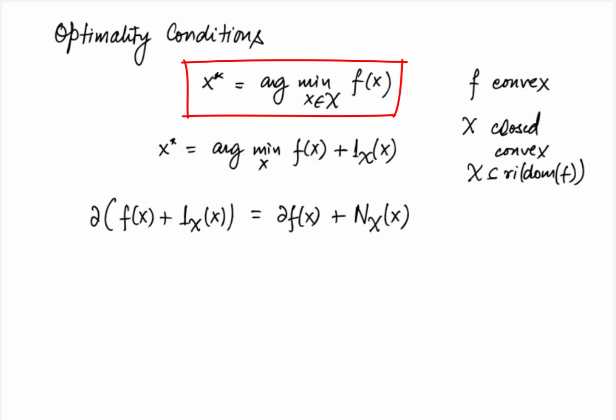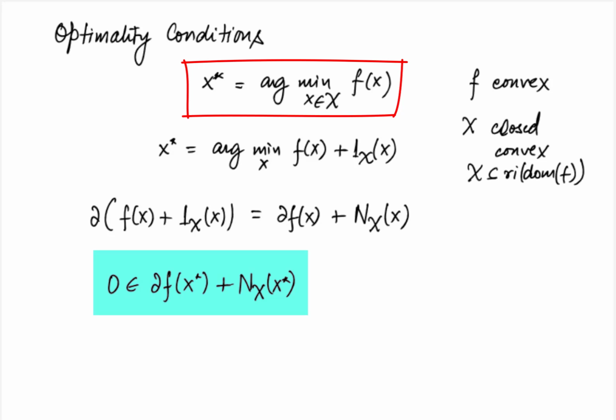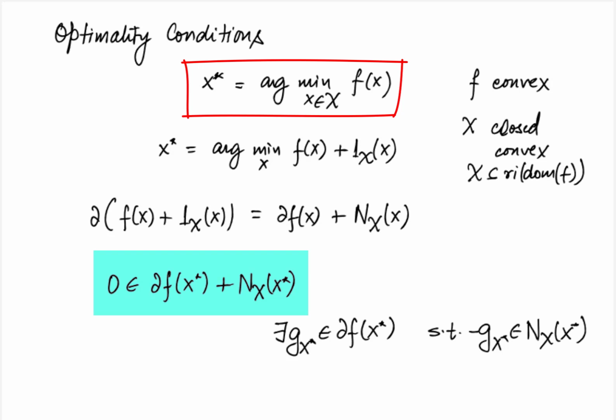So we get the optimality condition that 0 belongs to the subgradient of f of x star plus norm cone of x star. So on the right hand side we have the sum of two sets. Another way to write this equation is that there exists a g of x star which is a subgradient of f at x star such that minus g of x star belongs to the norm cone of calligraphic x at x star.